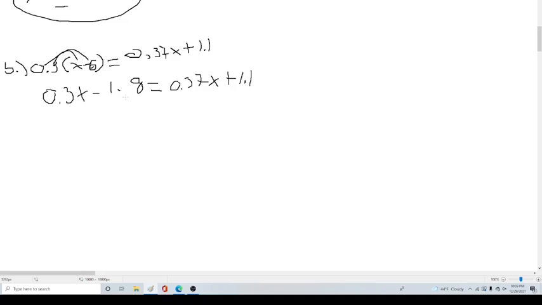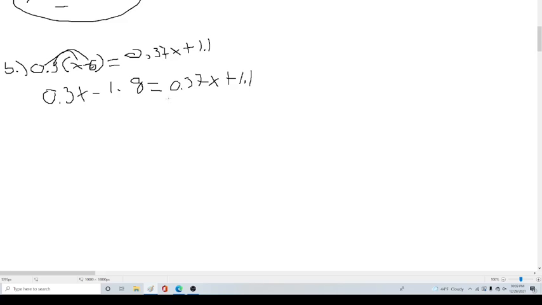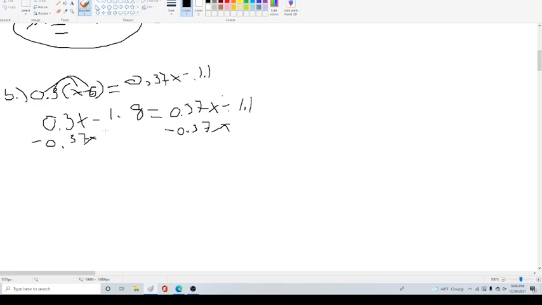Now what do we do? Just like before, we'll just move coefficients to both sides. Minus 0.37x. I'm sorry about that, that should have been a minus. Alright, and then we're going to add 1.8 to both sides.